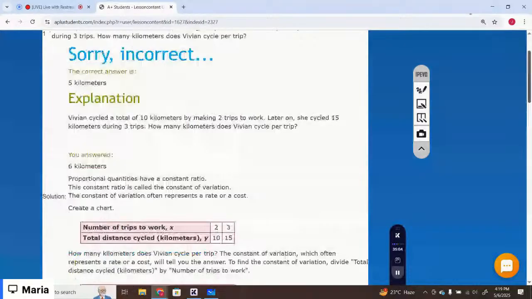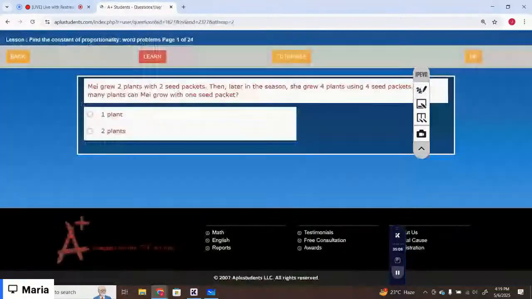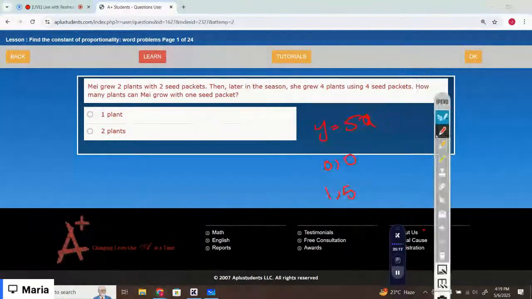Let's just start with the test questions. She grew two plants with two seed packs. Then later in this season, she grew four plants using four seed packets. How many plants can she grow with one seed packet?